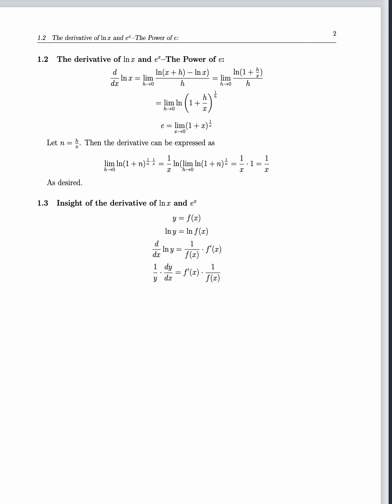So now just multiply by y. You get dy over dx, which is the derivative desired, and it is equal to y times f prime of x over f of x. This can be a really powerful way of solving it when you have some really complicated exponent or whatever.